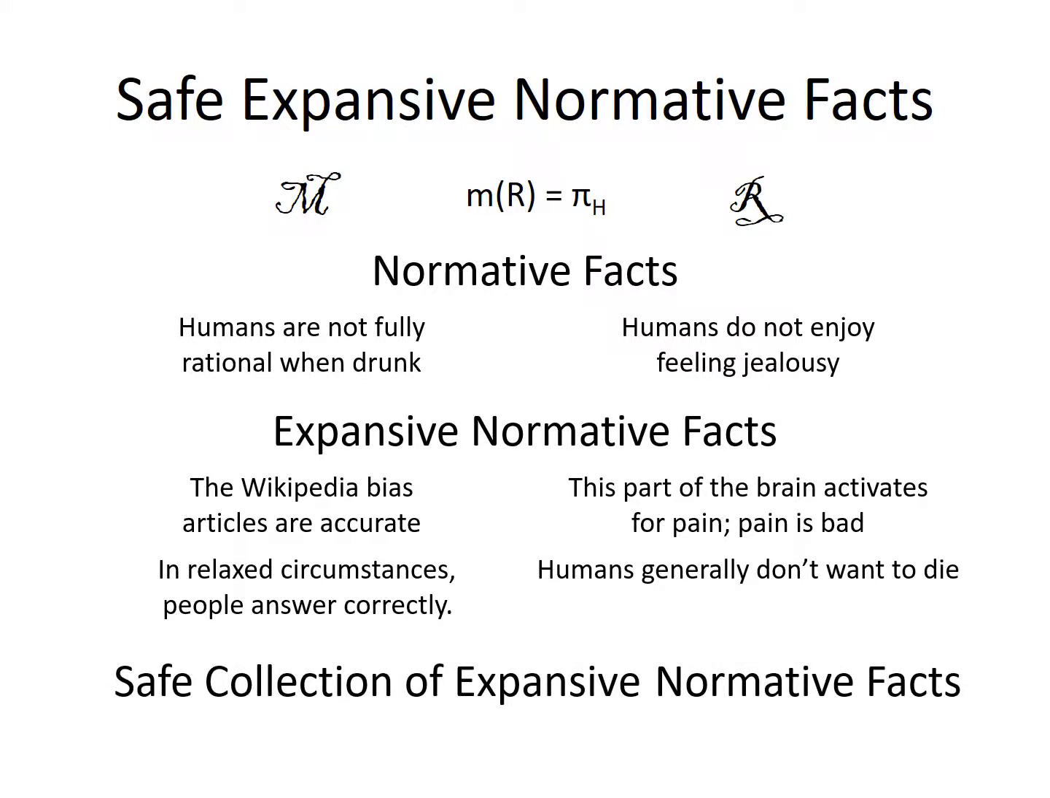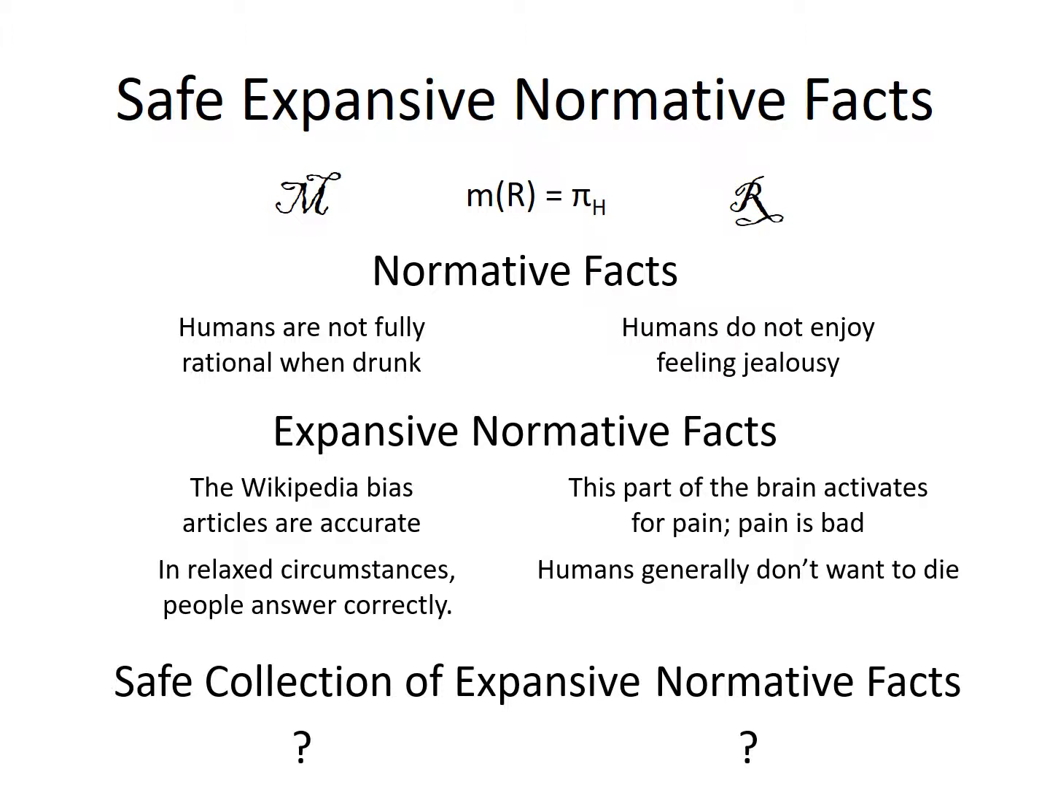What we need are so-called safe collections of expansive normative facts. So expansive normative facts that together can define a reasonably small set of possible M and R that we can be confident in. Unfortunately, so far, the answers are I don't know and I don't have a clue. But there is some hope. If you look at the expansive normative facts above, they're not bad. It's just bad if they are on their own.